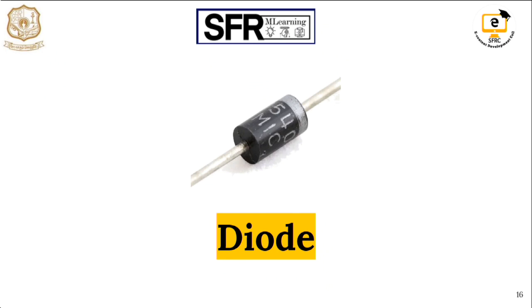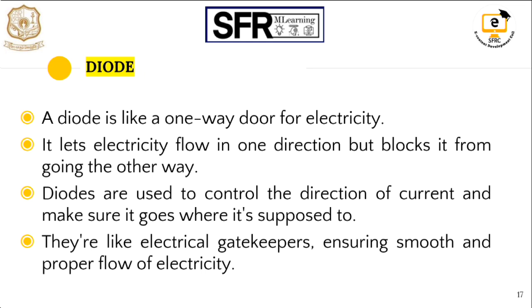And the final one, we have all seen this, a diode. A diode is a one-way door for electricity. It means it regulates the flow in such a way that it should flow in the correct direction and it should not let the electricity flow in another direction, so that will be blocked. Simply, the diodes are called the electrical gatekeepers.